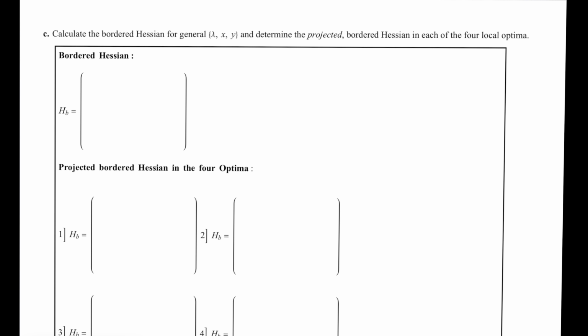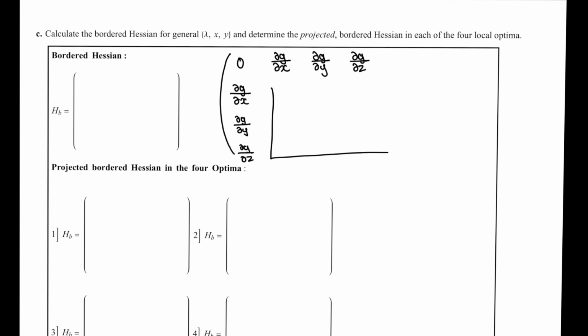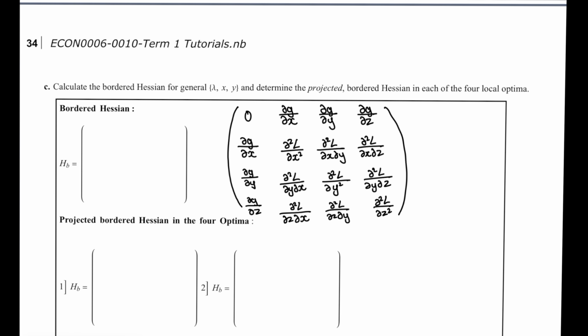Moving on. Calculate the bordered Hessian for the general lambda, x, y, and z, and determine the projected bordered Hessian in each of the four local optima. Cool. To work out the bordered Hessian, we will first define it. So the bordered Hessian is defined by 0 and then the first derivatives of the constraint, and that follows the same over here. And then we just have our normal Hessian left behind, so the second derivatives of the Lagrangian function. Cool. If I now just remind ourselves of the Lagrangian function and the first derivatives.